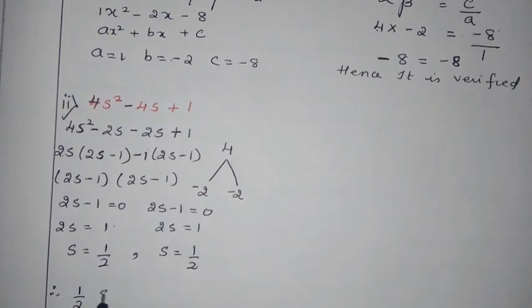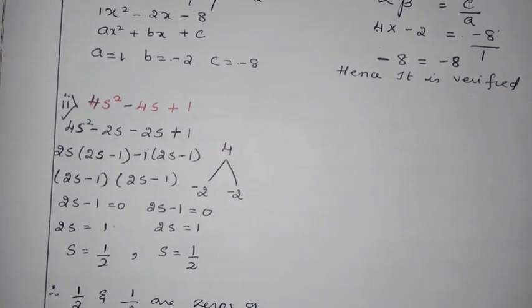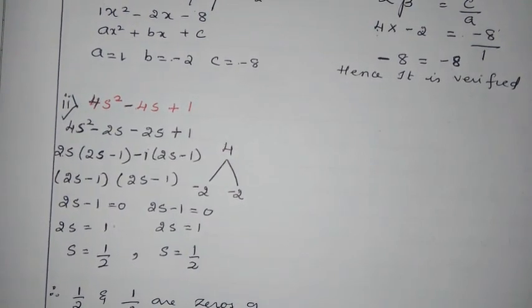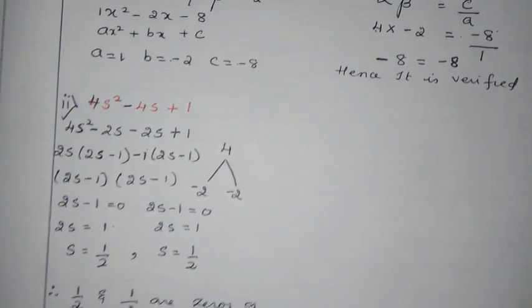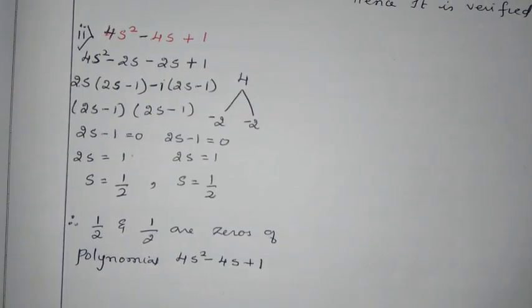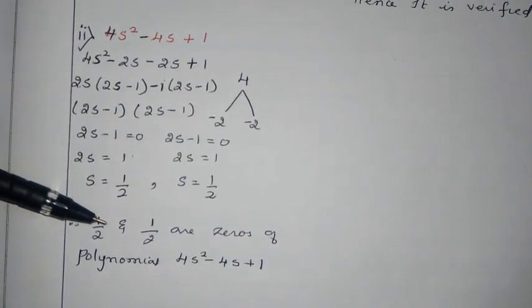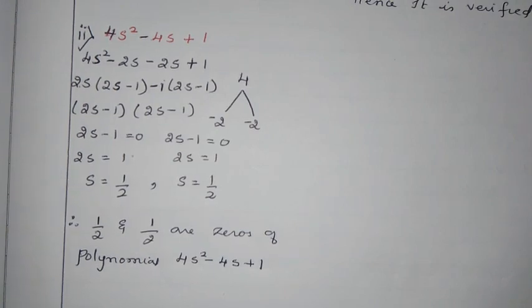1 by 2 and 1 by 2 are zeros of the polynomial 4s square minus 4s plus 1. So, we got this polynomial, zeros of the polynomial we got. But they have told to verify now.